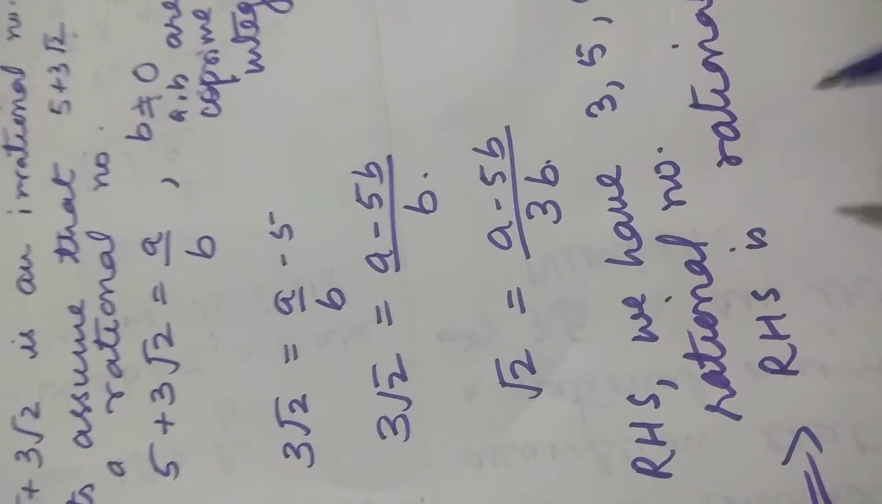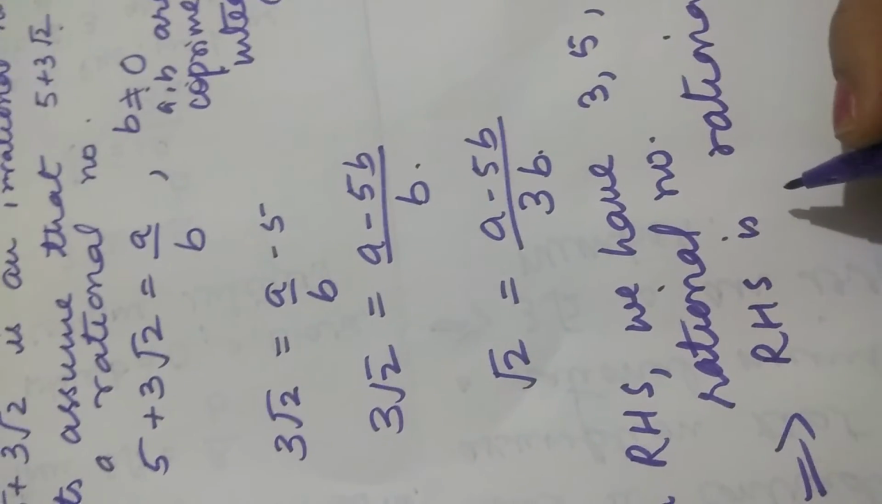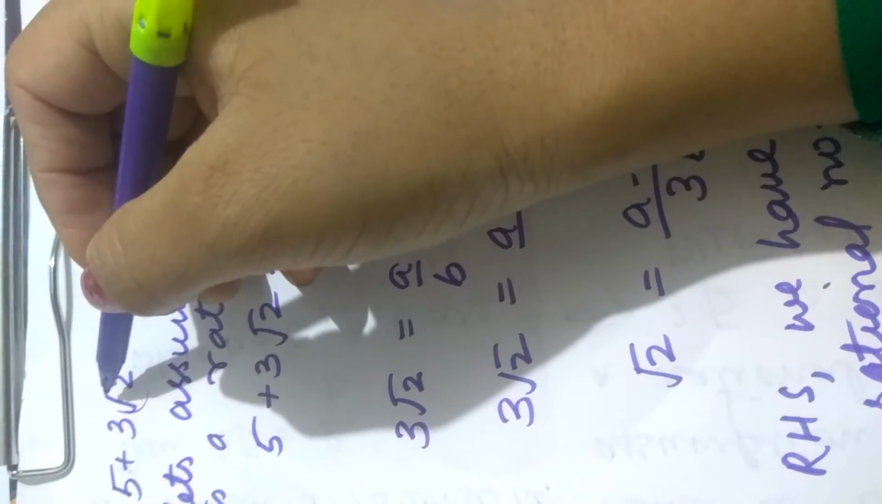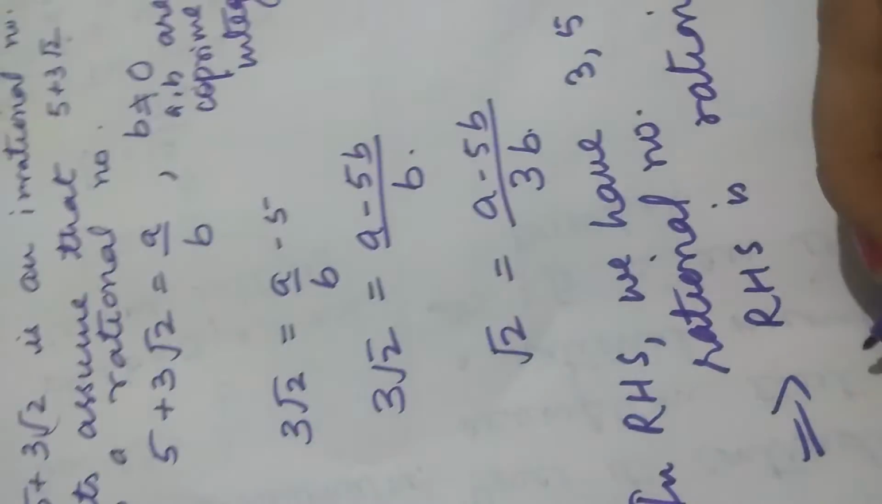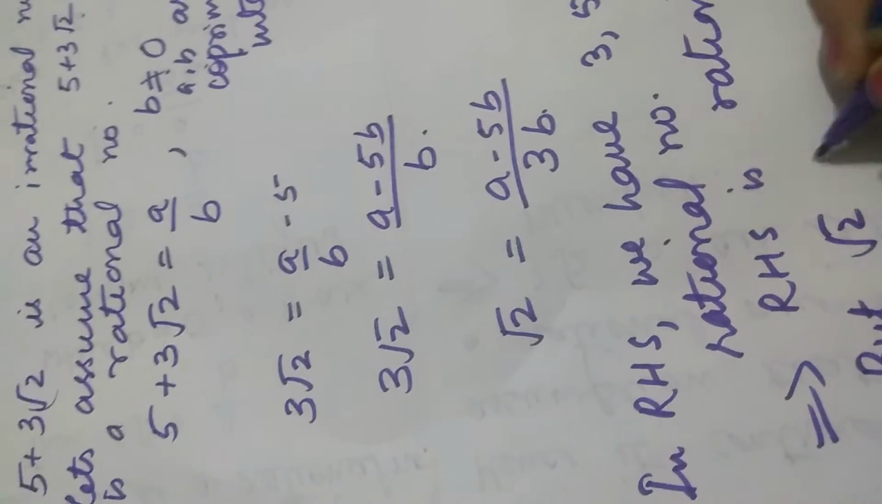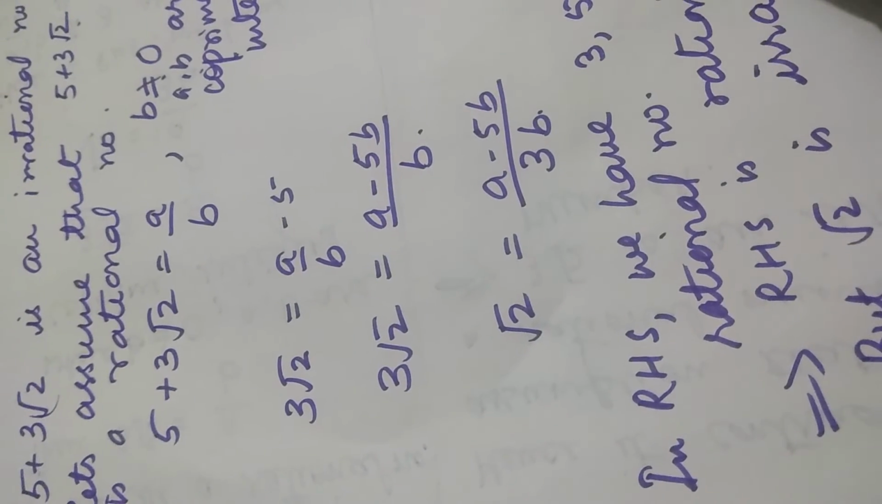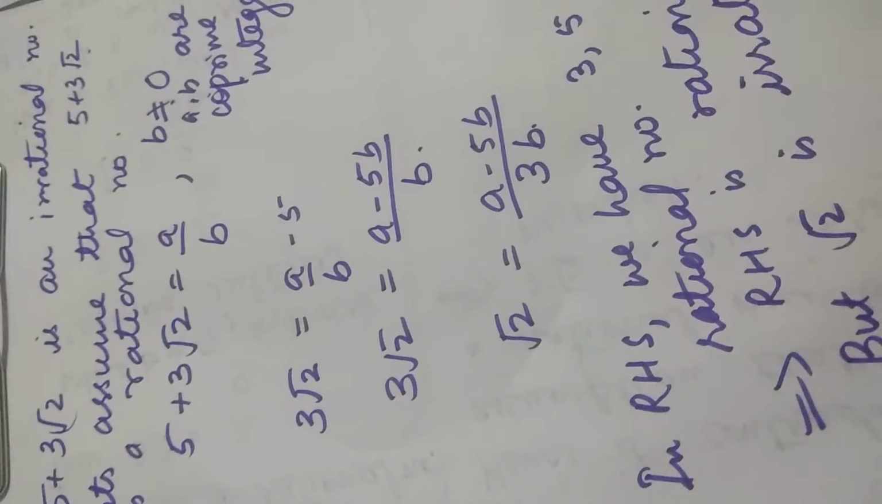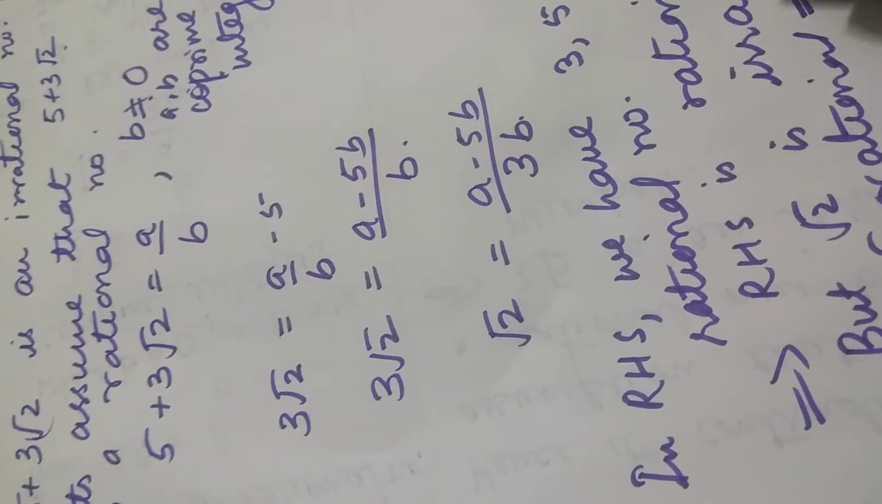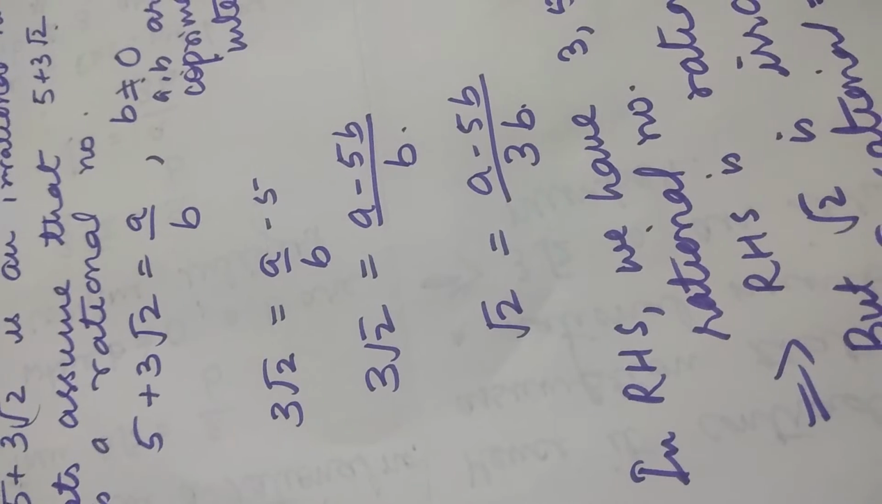But it is given that root 2 is irrational, because that was already proved. So in this kind of question it will already be given that this part is irrational, and you prove the whole of this to be irrational. So root 2 is irrational. Thus, again, irrational cannot be equal to a completely rational side of the equation.